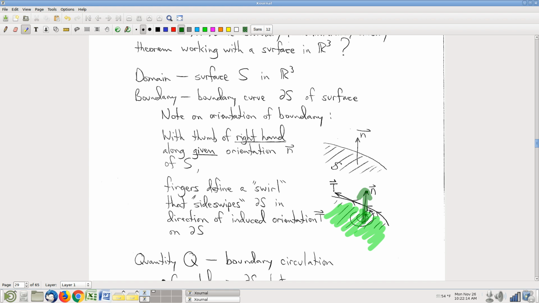With an oriented surface, take your thumb, put it in the direction of that normal vector somewhere near the edge, and that defines a swirl, and that swirl defines a direction that we'll call the orientation on that boundary curve. Okay, so we talked about that a lot last time.